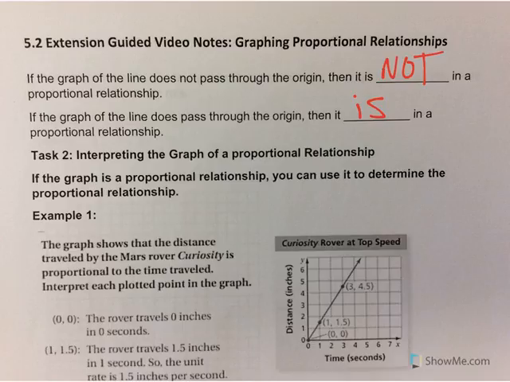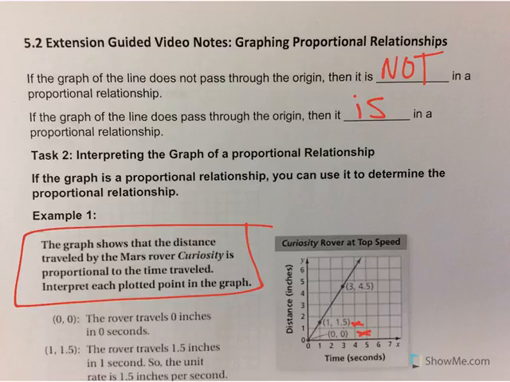And then, I want you to be able to read the graph and interpret what's going on there. So it says the graph shows the distance traveled by the Mars rover Curiosity is proportional to the time traveled. Interpret each plotted point in the graph. So we have 3 plotted points, the 0, 0, the 1, 1.5, and the 3, 4.5. So it's already done for us over there. 0, 0 means the rover is traveling 0 inches in 0 seconds, essentially that it is stopped. 1, 1.5 means the rover travels 1.5 inches in 1 second.